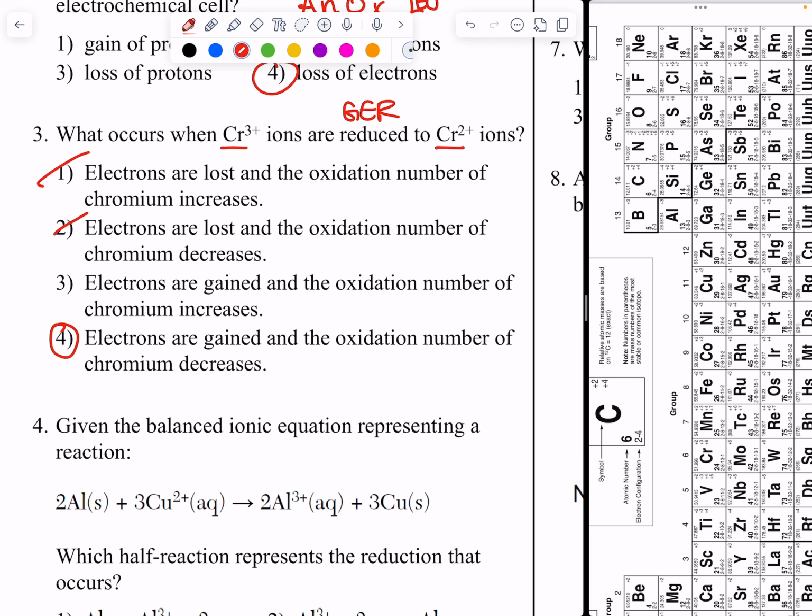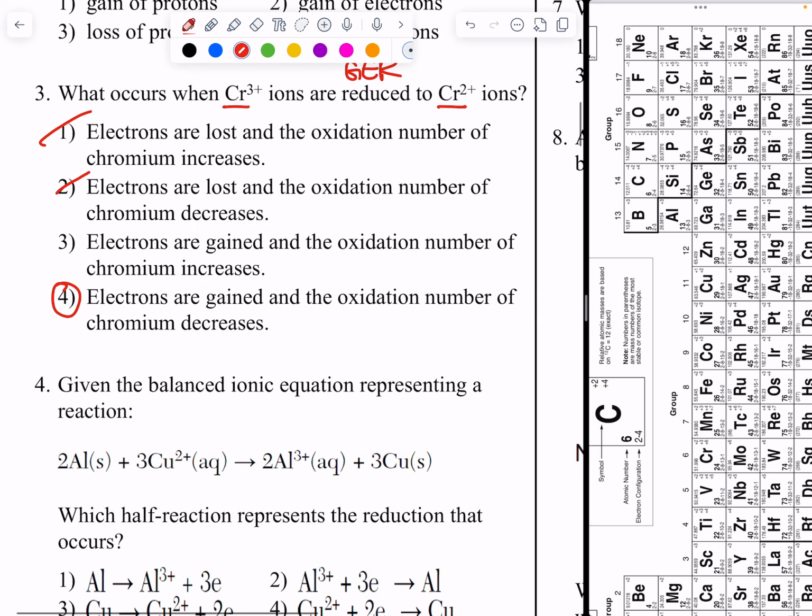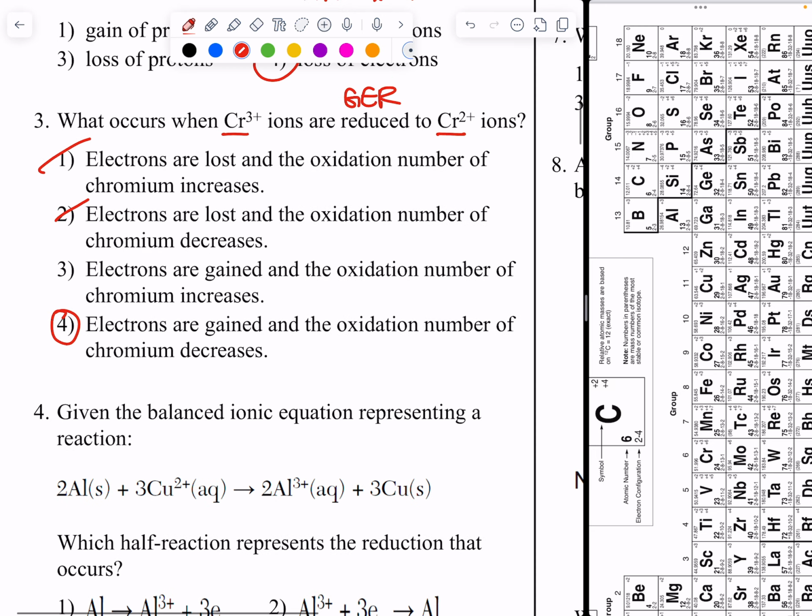And this is really hard for people, and this is because when you're gaining a negative electron, it actually makes the charge go down. Even though it feels like it should be reducing, feels like it should be losing, it's actually gaining.